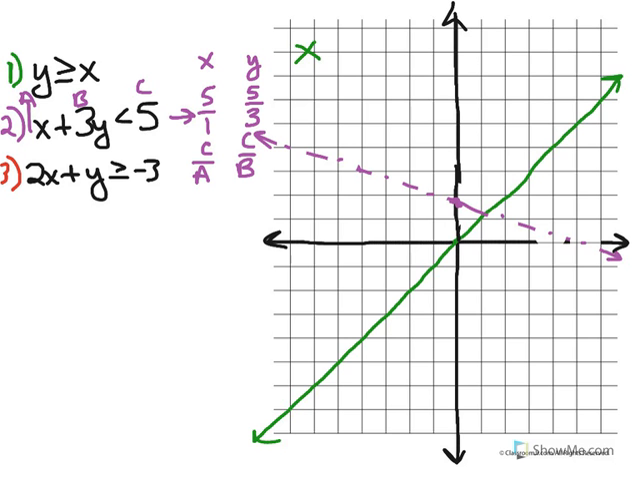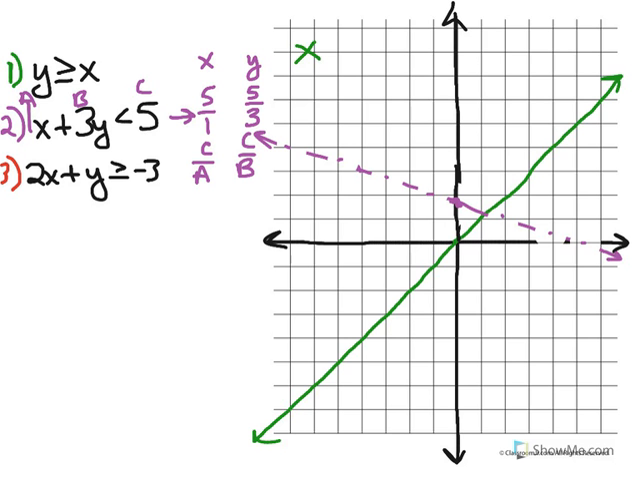Finally, for our third line, the boundary is going to be 2x plus y is equal to -3. Note that our operator this time has the or equal to sign attached to it. So we will have a solid line this time.